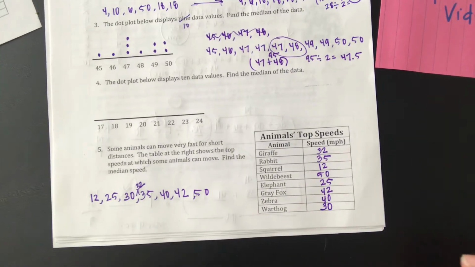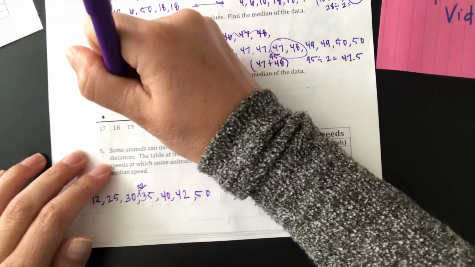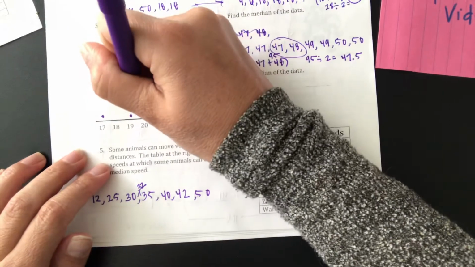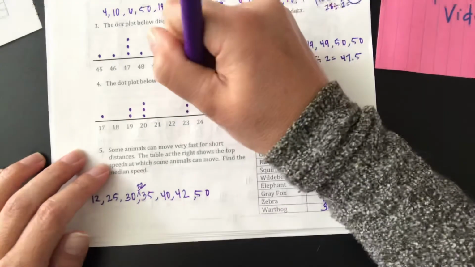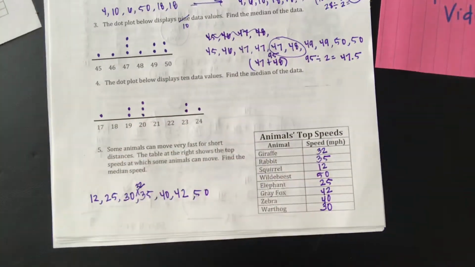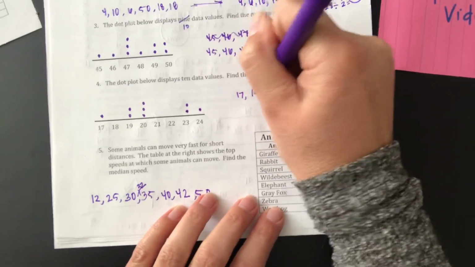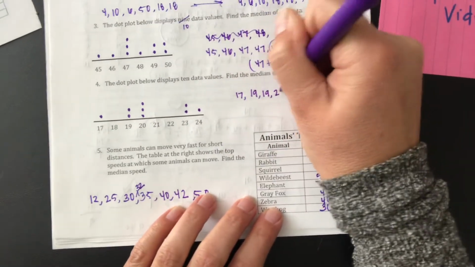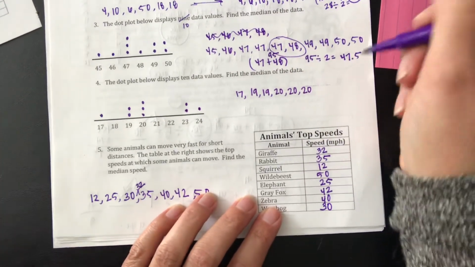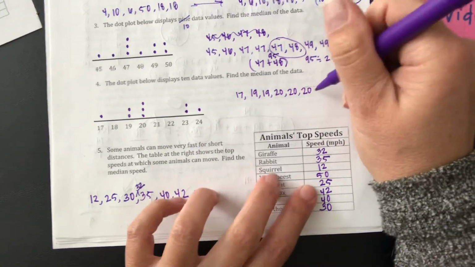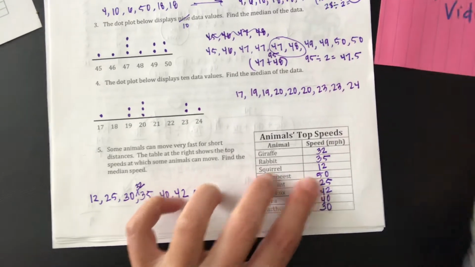Okay, number 4. So here is our dot plot. We've got 17, 2 at 19, 3 at 20, 2 at 23, and 1 at 24. Again, we need to find the median. So I've got 17, 2 at 19, 3 at 20, 2 at 23, and 1 at 24. I'm going to double count these.